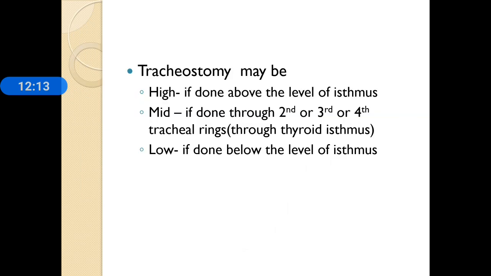So there's another type of tracheostomy based on the level of the opening you have made in the trachea. If it is done above the level of the isthmus, then it is known as a high tracheostomy. If it is done just like the way we described, that is by retracting the isthmus, and you make the opening through the second, third or fourth tracheal ring, it would be called a mid tracheostomy. And if it goes below the level of the isthmus, it is called a low tracheostomy. Generally, the isthmus lies between the 2nd, 3rd and 4th tracheal rings.